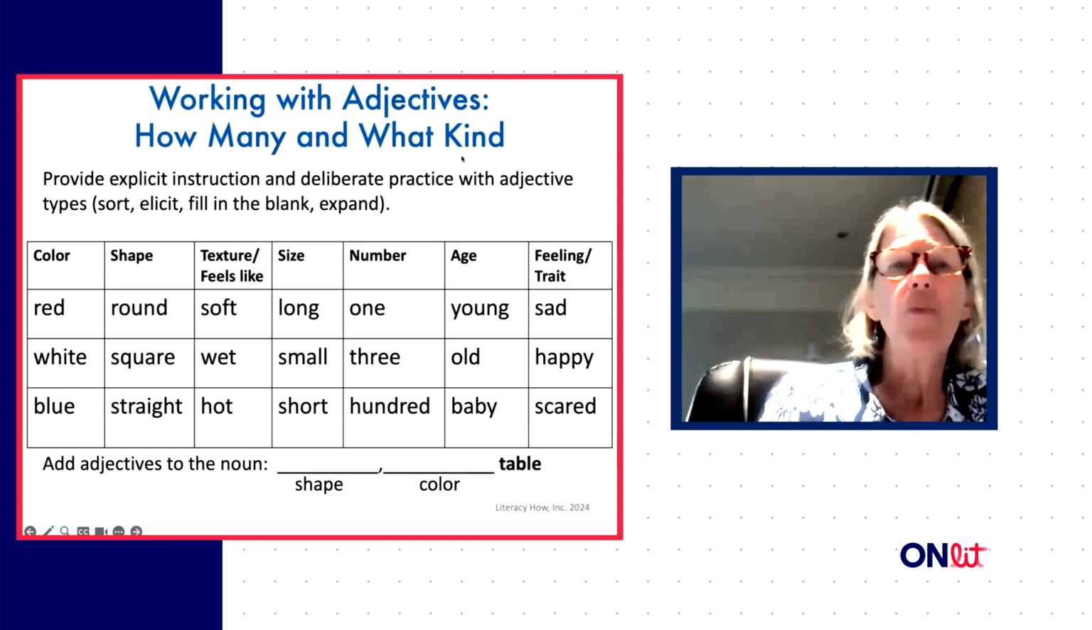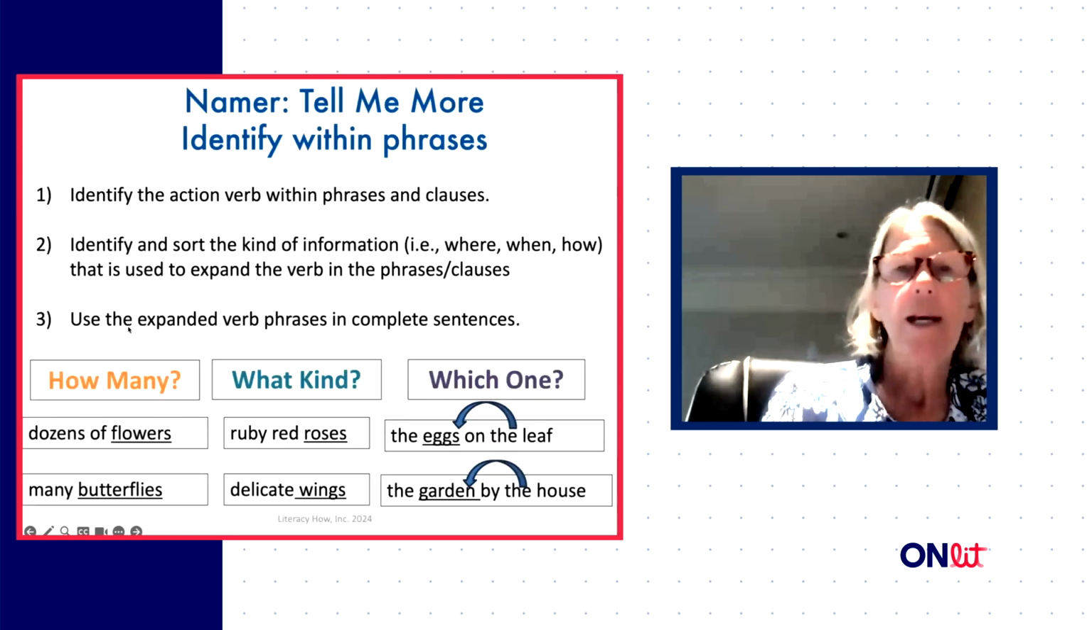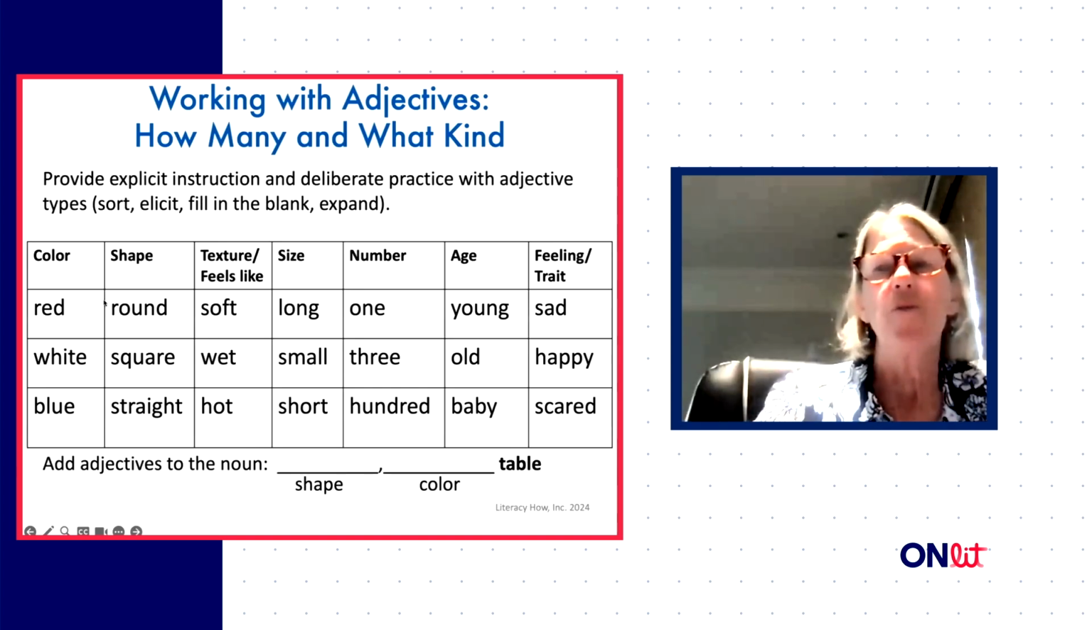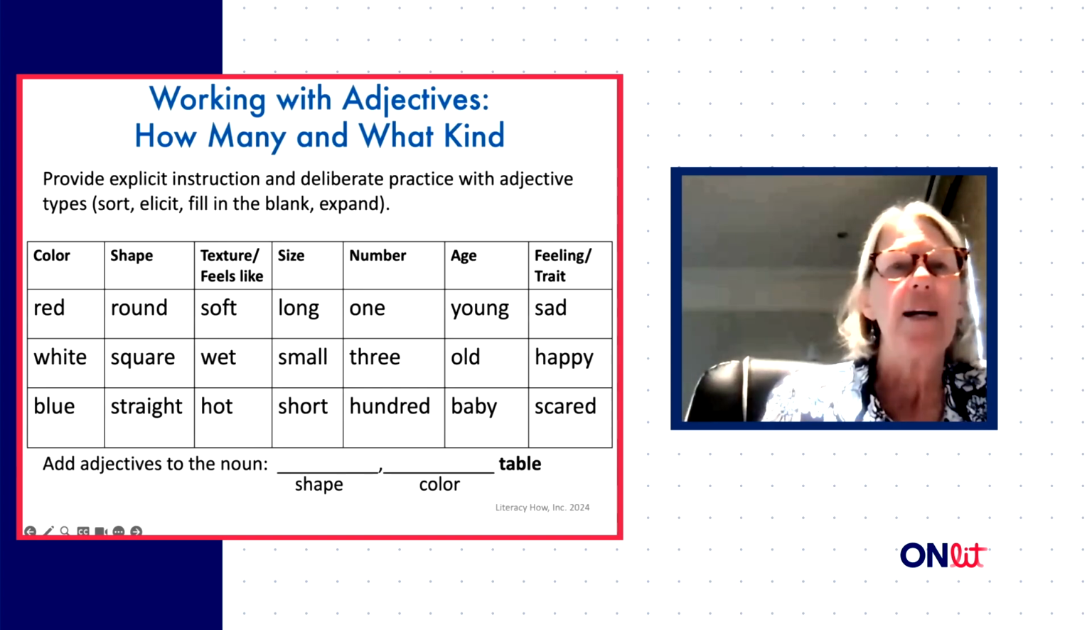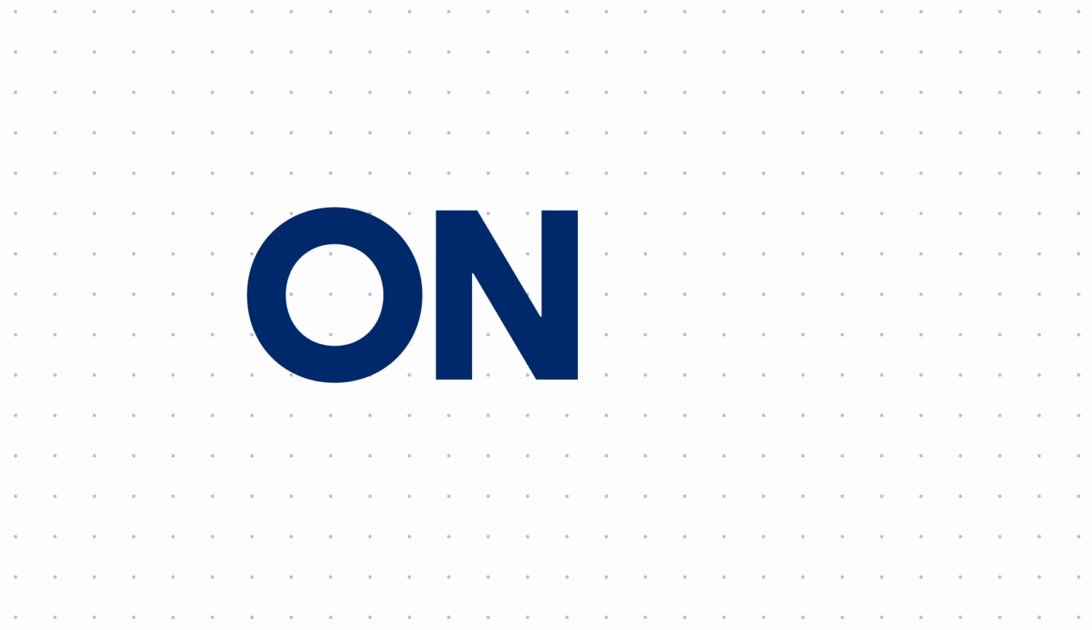And again, really doing this kind of explicit instruction and deliberate practice with adjective types, I think, is really effective because adjectives can be classified the way Gail did in the video in these various ways. And then once you have your students brainstorm all of these adjectives based on these categories, then you can ask them to add the adjectives to a specific noun or namer.